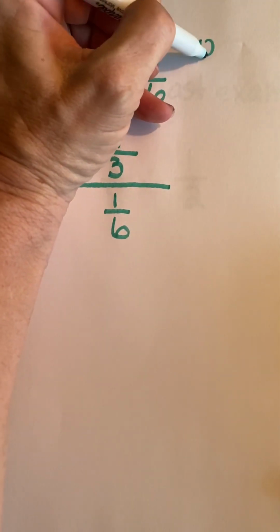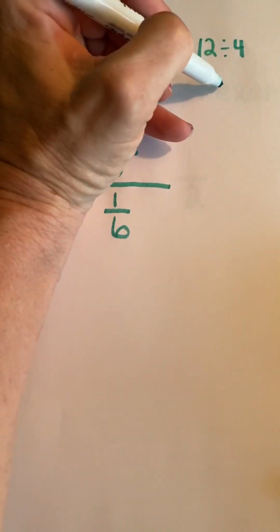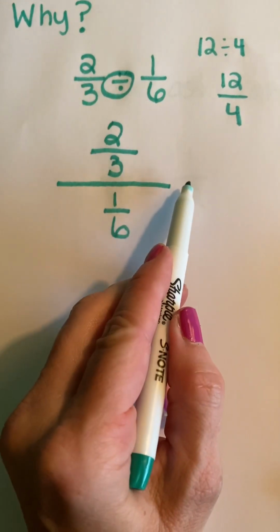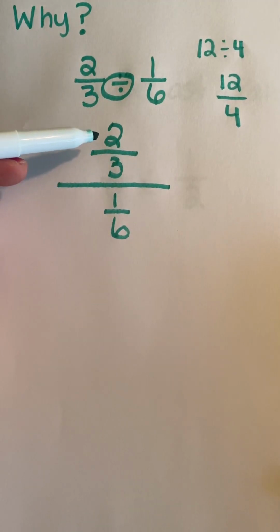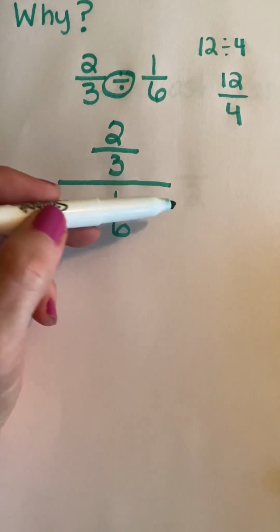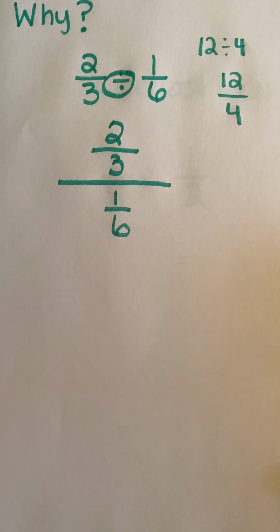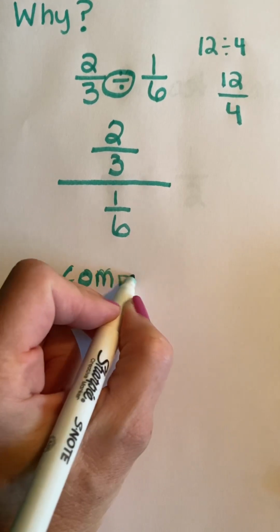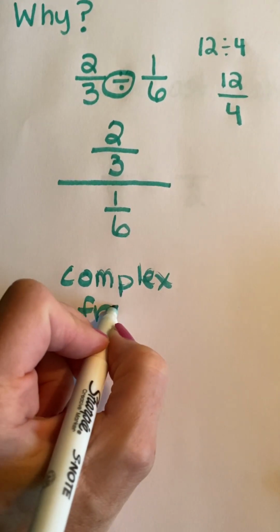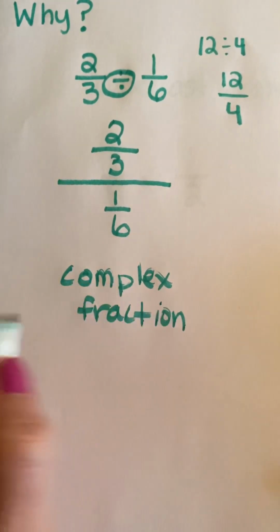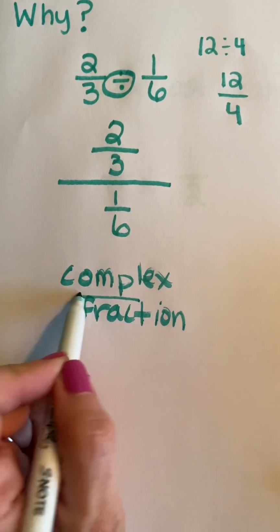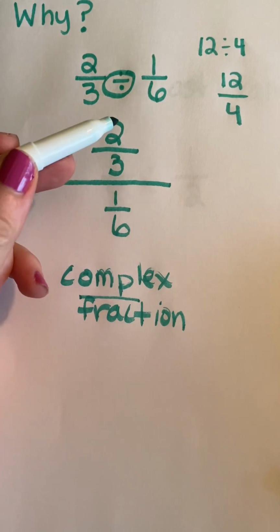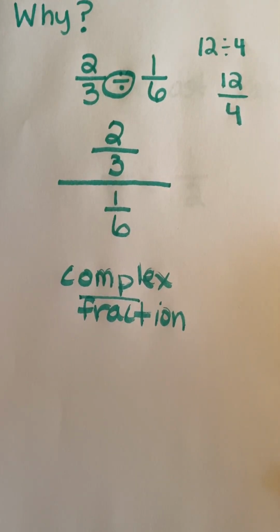If you had 12 divided by 4, you could also write that as 12 over 4. So that's all I did. I changed that division sign to this big bar. But what's really weird here is now we have a fraction divided by another fraction. And in math, this is called a complex fraction. And we don't like complex fractions in math. We try to get rid of them. The reason it's complex is you have itty bitty fractions within this larger fraction. That's what makes it complex.